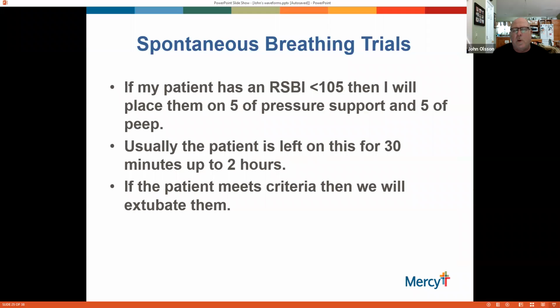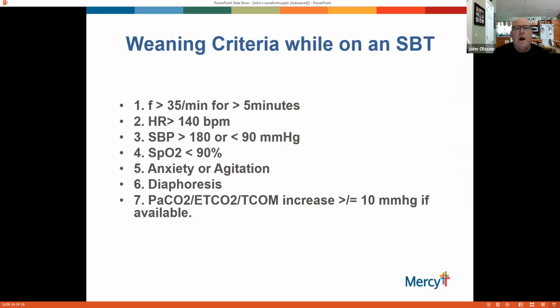Spontaneous breathing trial. So after I do the RSBI, we usually put them on a spontaneous breathing trial just to see how they do. It's more insurance for us. So we'll put them on 5 of pressure support and 5 of PEEP, and we'll put them on there for about 30 minutes to 2 hours. And then if they still look good after that, then of course we're ready to extubate my patient.